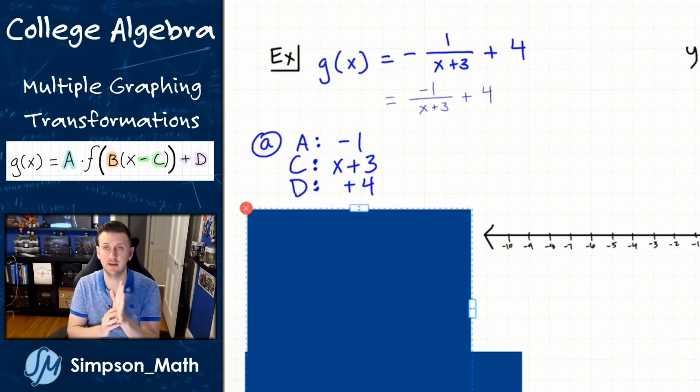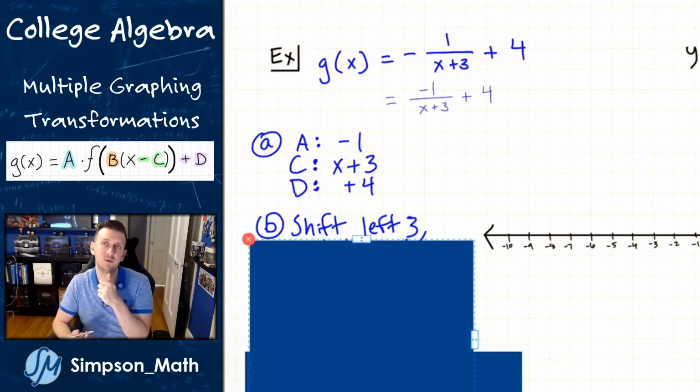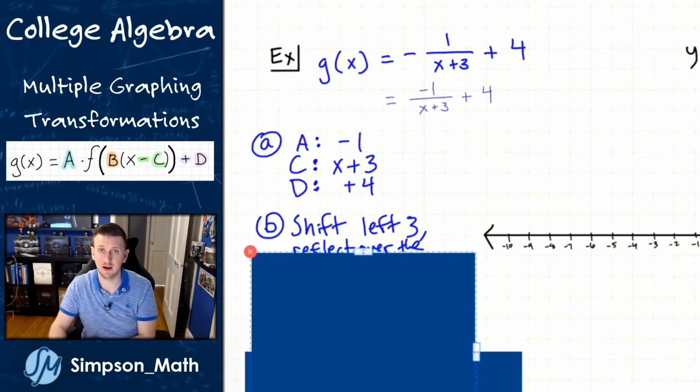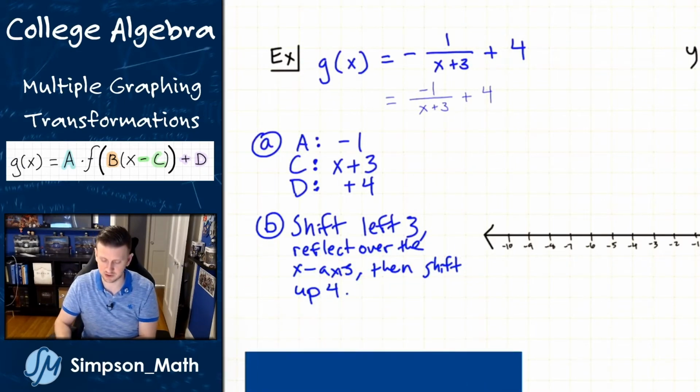So I can go ahead and then move left 3 units. Then which do we do? Do we reflect and then shift, or shift and then reflect? The stretches or the reflections, they happen at the same time and before the shift up 4. So reflect over the x-axis and then shift up 4. So make sure we do it in the correct order, B, C, A, D.